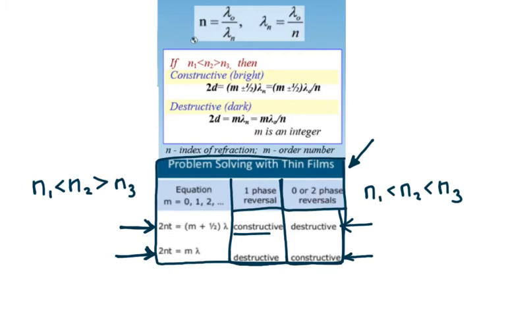So I don't get a chance to solve a thin film question for you in this video, but I will do it in the next one. In the next video, we will get more practice on thin film interference.